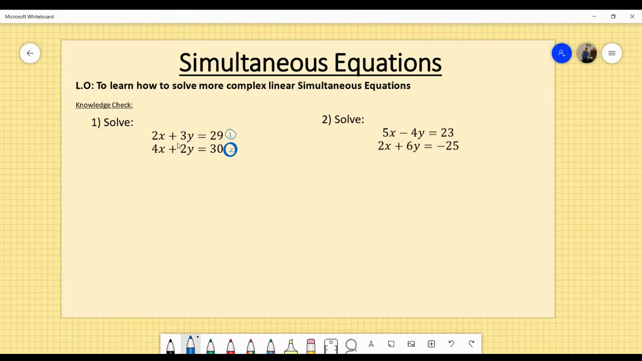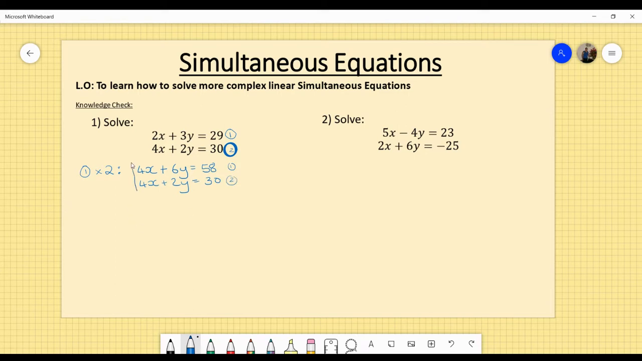So it's your choice. I'm going to say it's much easier at this point to manipulate and change equation 1 and make the x's the same. So what I'm going to do to equation 1, I need to have 4x, so I'm going to multiply everything through by 2. So in this case, remember, each part of the equation needs to be multiplied by 2, so I end up with 2 times 2x gives me 4x, 2 times the 3y will give me 6y, and 2 times the 29 will give me 58. Okay, I'm going to pop the other equation back in as well. So that was the 4x plus 2y equals 30. So it's still got my equation 1 and equation 2.